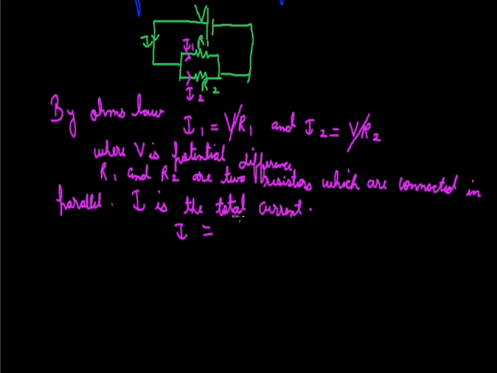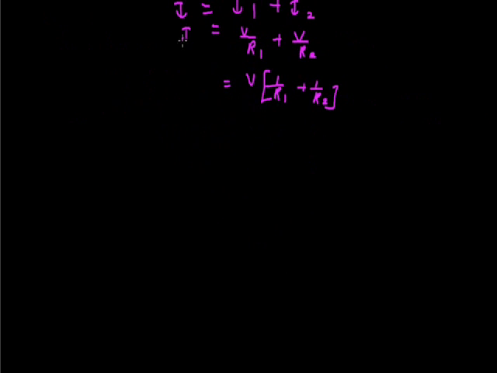Total current I is equal to I1 plus I2. On substituting the values of I1 and I2 as V by R1 plus V by R2, we get V taken as common, so 1 by R1 plus 1 by R2, which is equal to 1 by R by using Ohm's law, where R is the total equivalent resistance in the circuit.